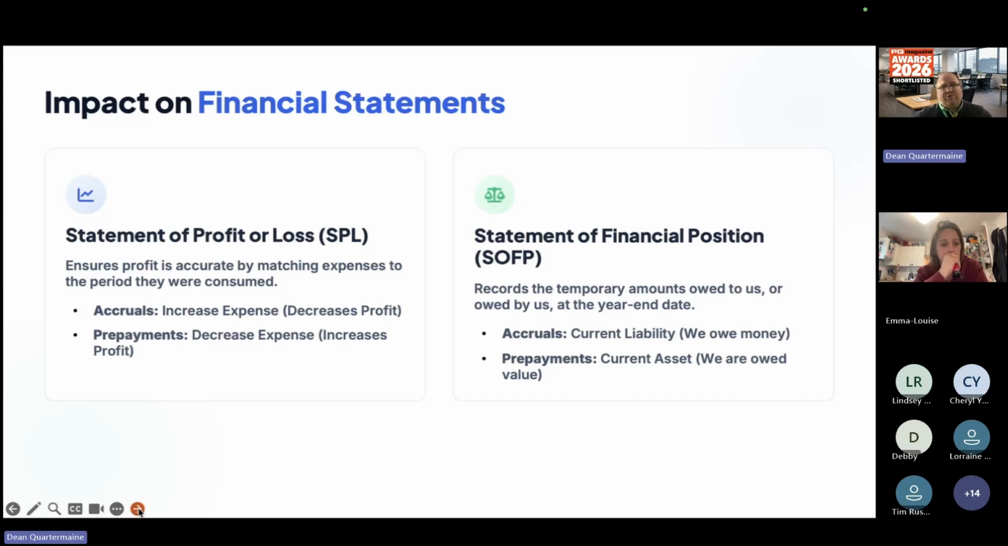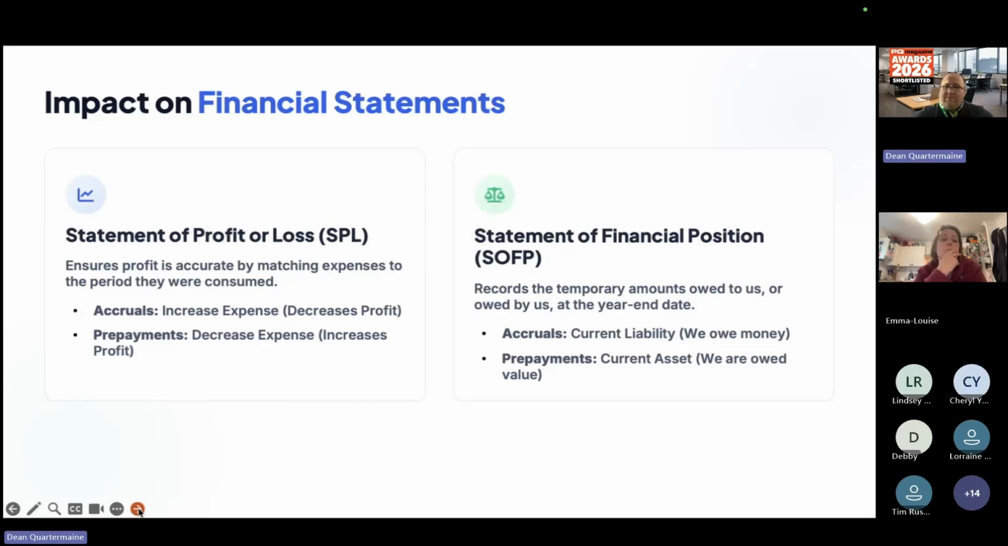So accruals increase. If we accrue something, certainly from an expenses perspective, we're going to increase the expense, which has the effect of decreasing profit. Prepayments or prepaid expenses decrease the expense and increase profit, everything else being equal.